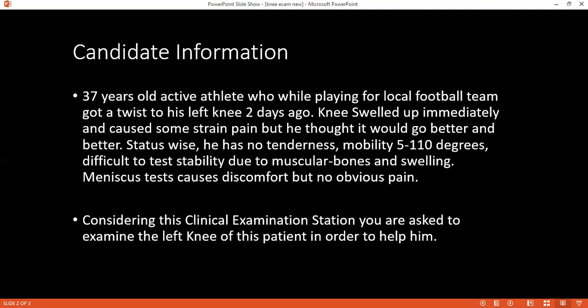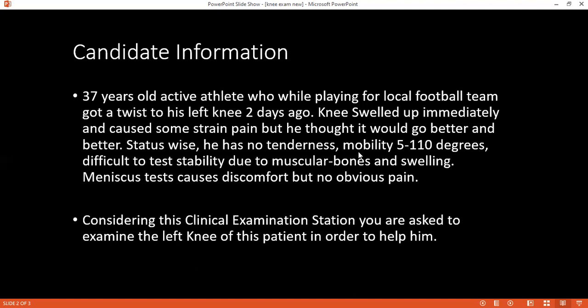ABC. And on inspection, there was no deformity, no previous scars, no swelling, nothing, no erythema. On examination, there was tenderness on the medial side of the joint. And on examination, I found the anterior drawer sign positive. Okay. Anterior drawer sign in case of an ACL ligament injury.